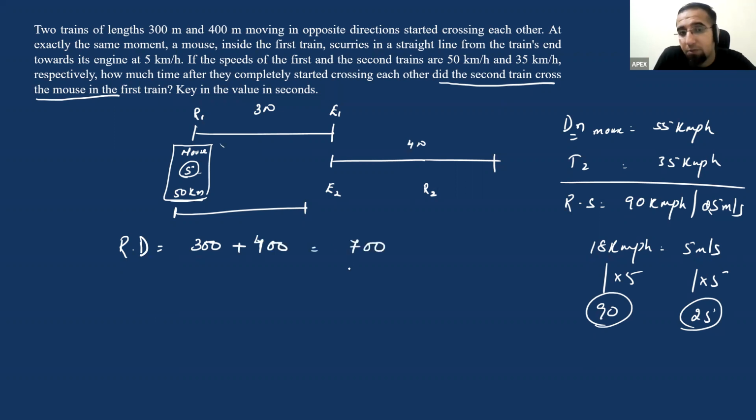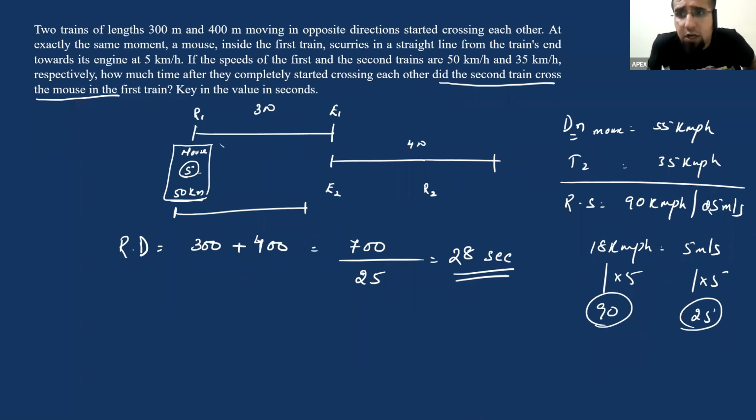So relative distance becomes 700. Relative speed is 25, so time is 700 divided by 25. That is 25 twos are 50, you have 200, 25 eights are 200. Clear. So after 28 seconds, I can see that the second train is crossing the mouse in the first train.